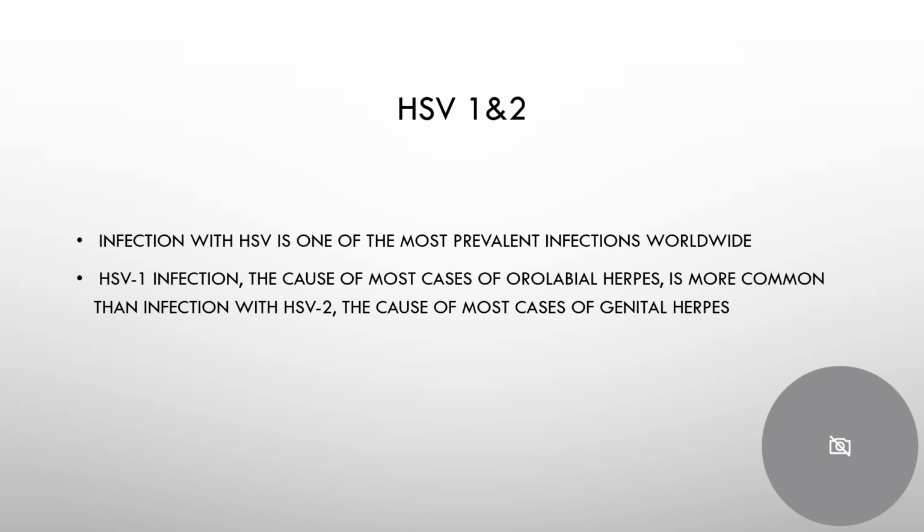HSV1 and 2 are the most common viral infections in the world. In fact, 90% of the population of developing countries are thought to have an infection with HSV1. HSV1 is more common than HSV2. It causes an orolabial HSV infection, although HSV2 can also cause an orolabial infection. HSV2 is the most common cause of genital herpes, although again, HSV1 can be the culprit in genital herpes as well.